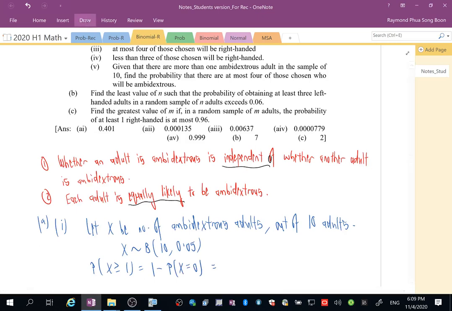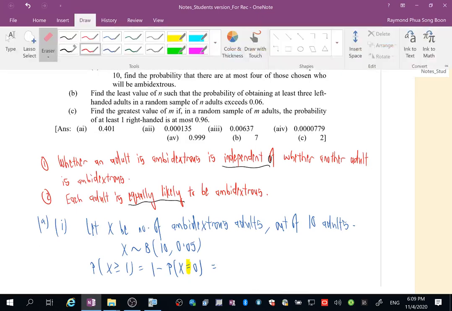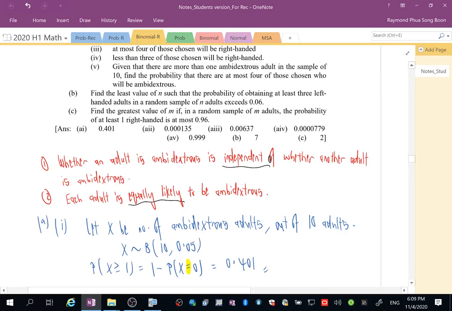Now for x equals, we can use binom PDF. Just key into your GC to work out the probability that x equals 0, and then we just use 1 minus that value, and you will be able to get the answer for part 1.